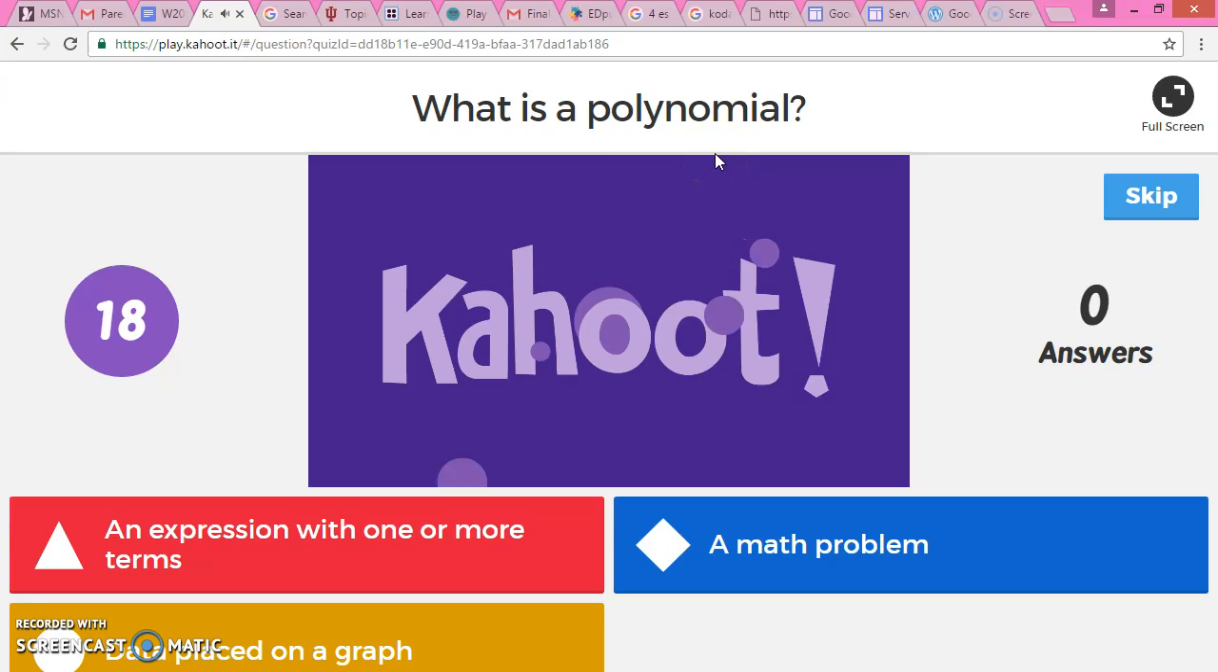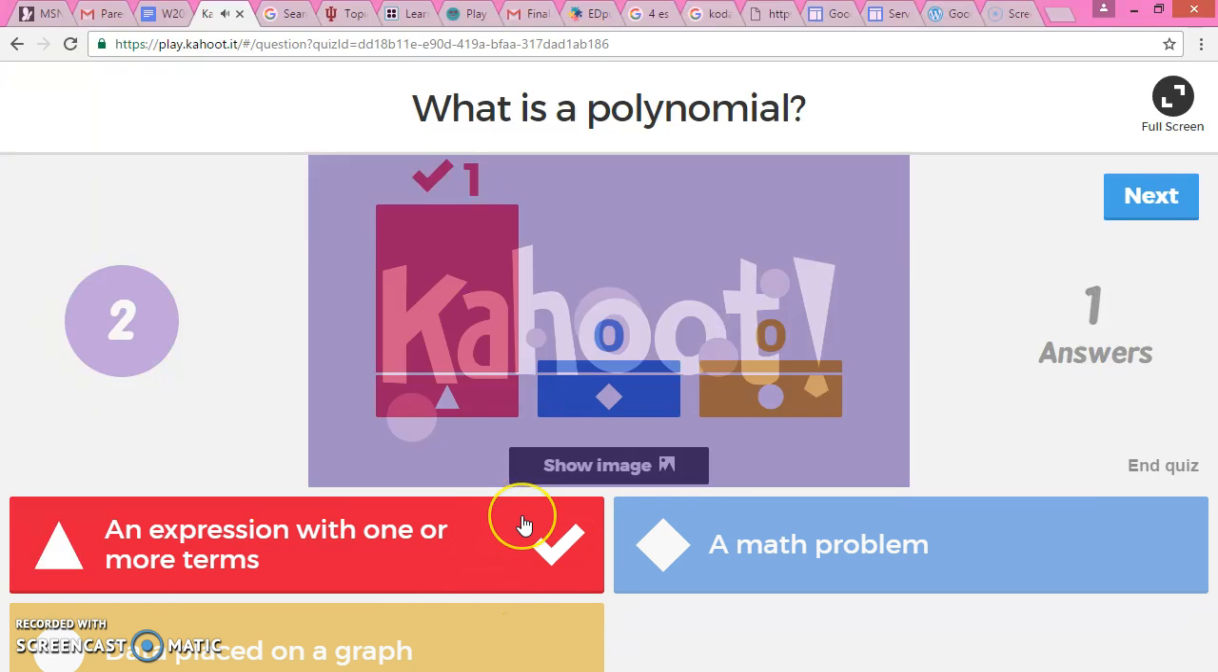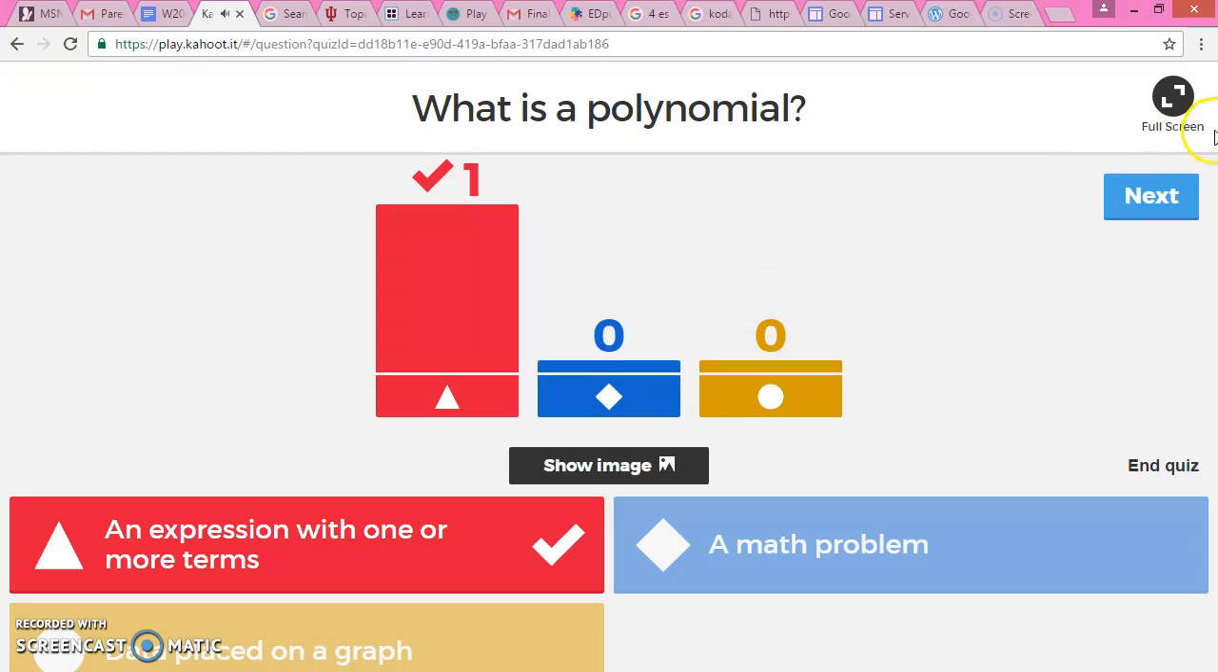So what is a polynomial? And you have these shapes. They look at the screen, and then they look at the shapes that correlate to the screen, and they see the questions on the screen, but they just see the shapes on their phone. So a polynomial is triangle, and that will correlate with the screen.